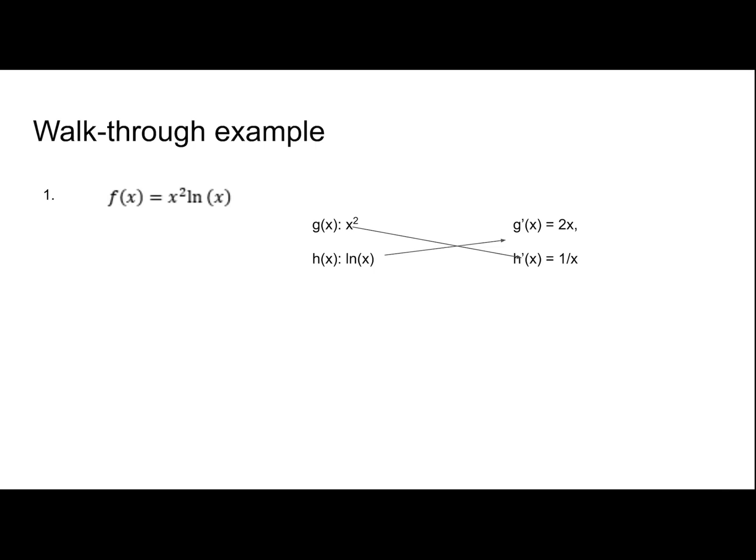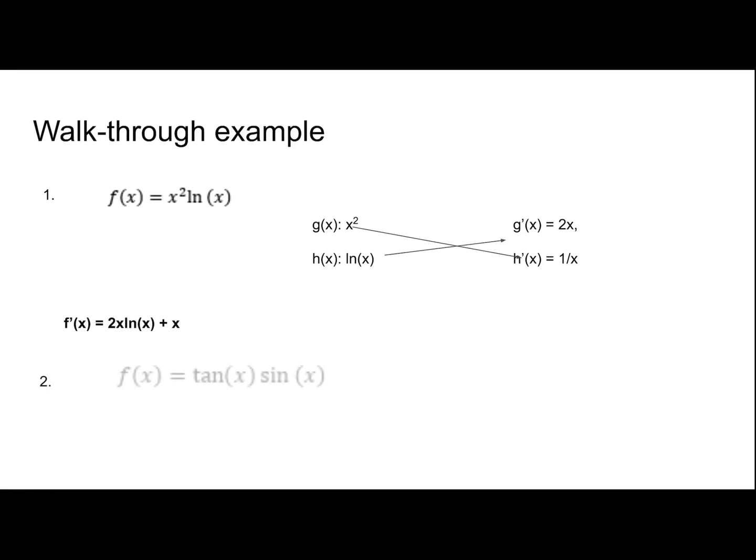So the first arrow, g of x times h dash of x, is x squared times 1 over x, plus h of x times g dash of x, which is ln of x times 2x. Therefore, combining these two parts, we get f dash of x equals 2x ln of x plus x, because x squared over x is just x.